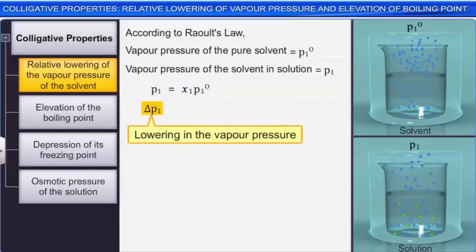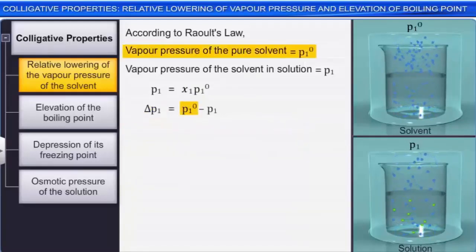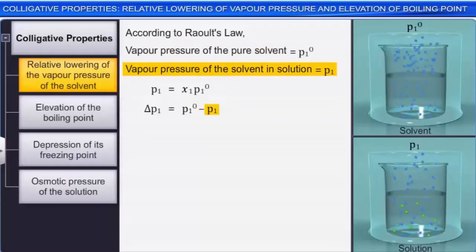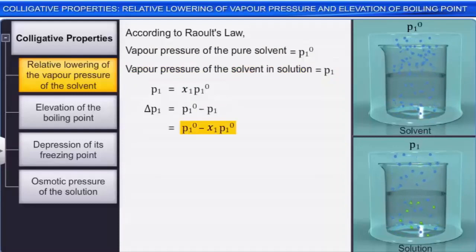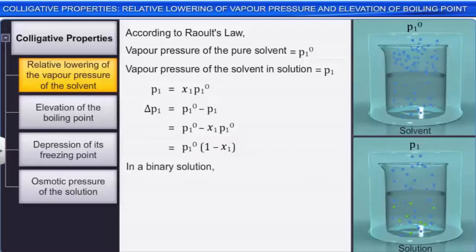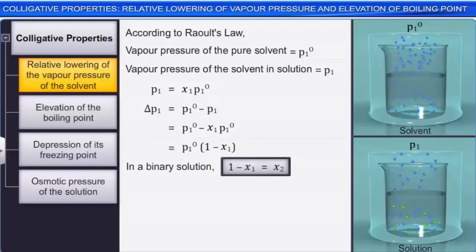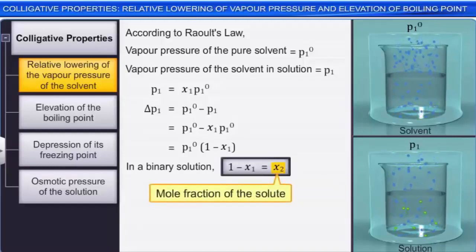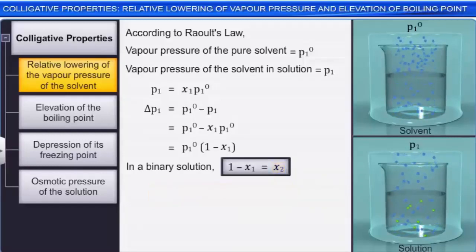The lowering in the vapor pressure of the solvent, delta P1, is equal to the vapor pressure of the pure solvent, P1 naught, minus the vapor pressure of the solution, P1, or P1 naught minus X1 multiplied by P1 naught. Rearranging the terms, we get delta P1 is equal to P1 naught multiplied by 1 minus X1. In a binary solution, 1 minus X1 is equal to X2, that is, the mole fraction of the solute. Therefore, the lowering in vapor pressure delta P1 is equal to P1 naught multiplied by X2.